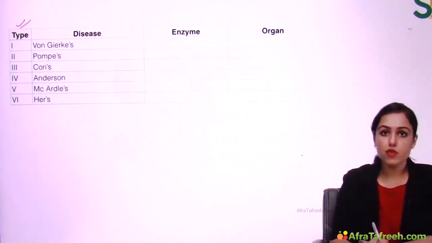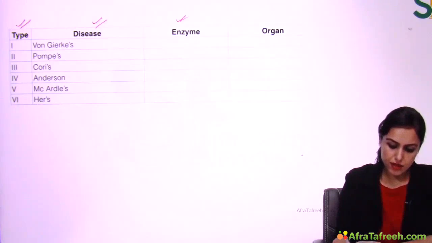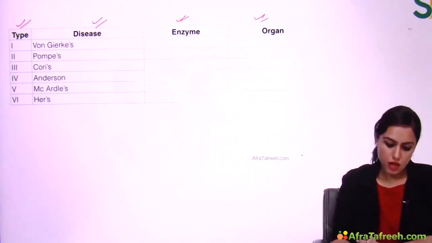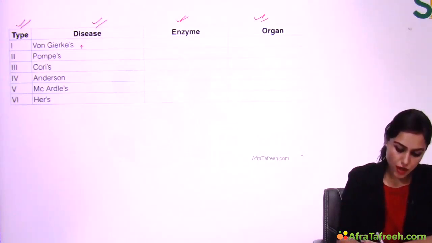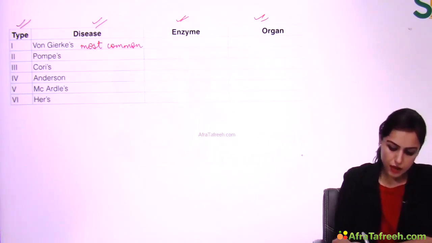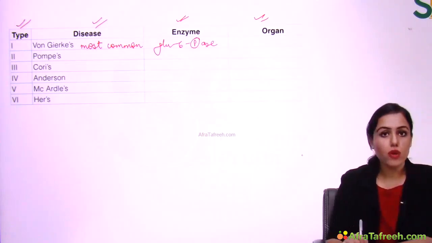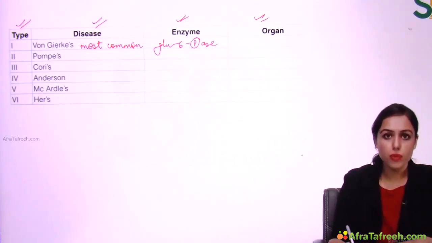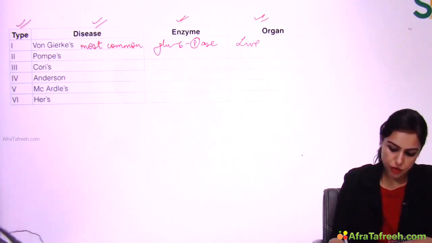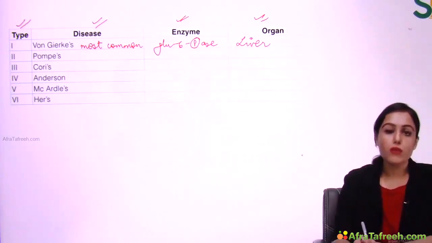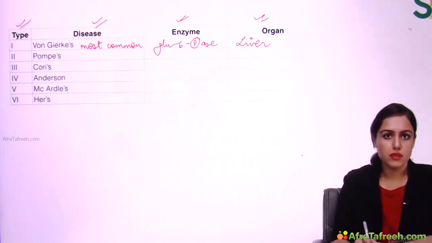Which type of glycogen storage disease? The name of the disease, enzyme deficient, which organ affected? Type 1 is von Gierke's disease, and this is also the most common glycogen storage disease. The enzyme deficient is glucose 6-phosphatase. So which organ will be affected? Liver, muscle, or both? The organ affected is only liver, because normally this enzyme is not present in muscles.